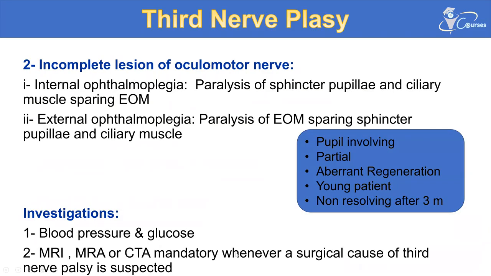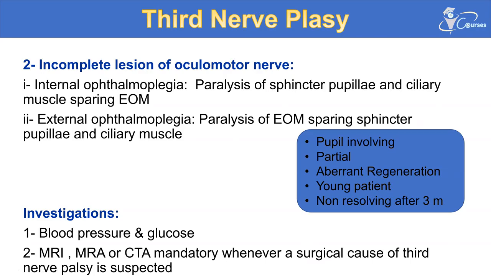So if there is an incomplete lesion of the oculomotor nerve, there will be internal ophthalmoplegia and external ophthalmoplegia. And by the way, by the word ophthalmoplegia, we mean there is paralysis of ocular muscles. It will be involvement of the intraocular muscles such as sphincter pupillae and ciliary muscles, sparing the extraocular muscles, or it can be external ophthalmoplegia, which will lead to involvement of the extraocular muscles, sparing the sphincter pupillae and ciliary muscle. It can also involve a specific branch.